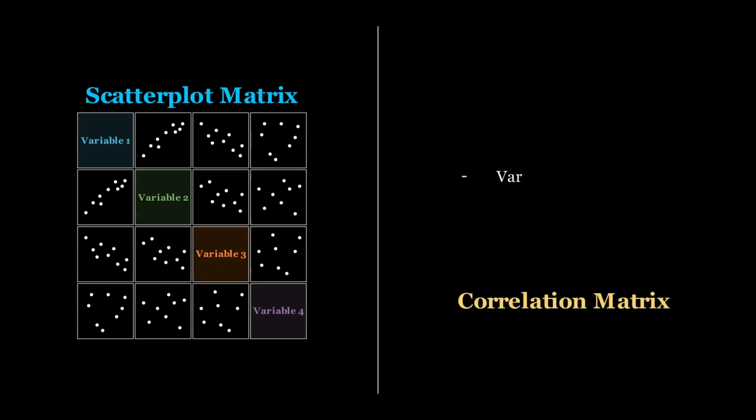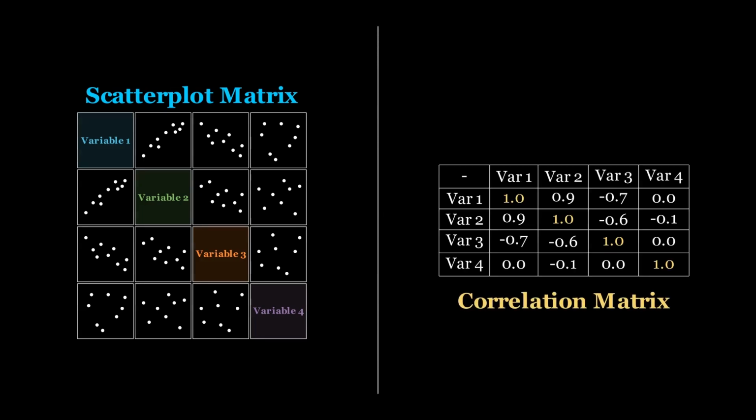The pairwise correlations can also be summarized compactly in a correlation matrix. Each entry shows the Pearson correlation coefficient between two variables. Notice that the diagonal values are always 1. A key limitation of both the scatterplot matrix and the correlation matrix is that they only capture pairwise relationships, not how all variables interact jointly.